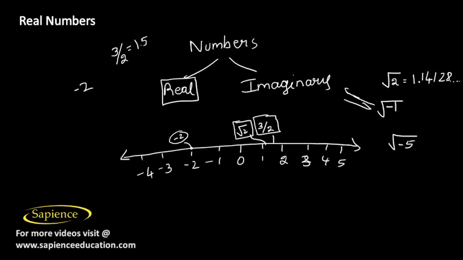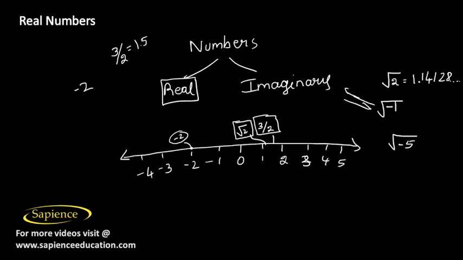Just a small recap of everything that we have seen in this video. The numbers can be categorized into real numbers and imaginary numbers. Real numbers are the numbers that can be represented in a number line. They include rational numbers, irrational numbers, integers, whole numbers, natural numbers, and everything. Imaginary numbers cannot be represented in a number line because they are of the form negative square root of -1, which cannot be represented in a number line. This is an imaginary number.